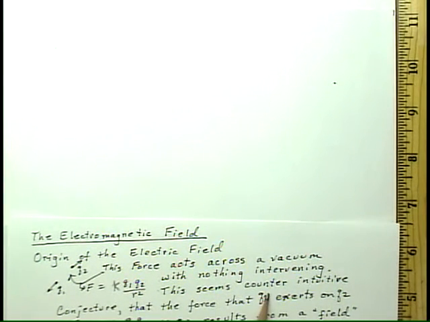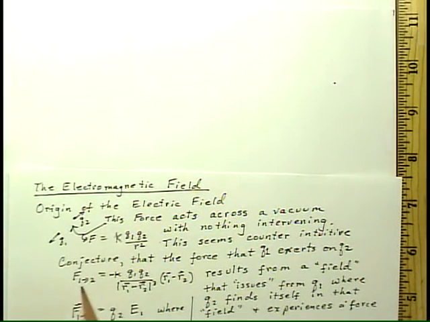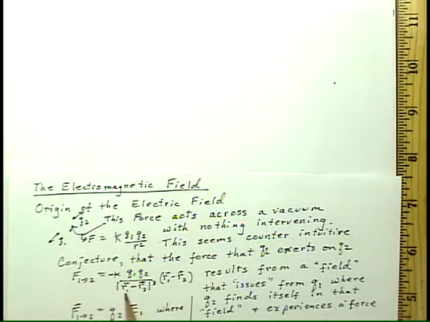This is a very interesting situation because it seems counterintuitive. It seems counterintuitive that a force could reach across a distance here with absolutely nothing but a vacuum in between, and one particle could exert a force on another. And so there was a conjecture that rather than just reaching across the vacuum with a force, and now we're going to write that force exactly, force 1 on 2 is minus K Q1 Q2 divided by the difference between the position vectors squared and a unit vector that goes r1 minus r2 over the magnitude of r1 minus r2.